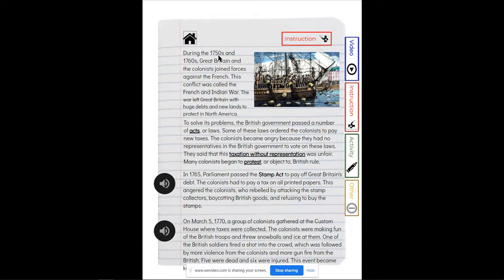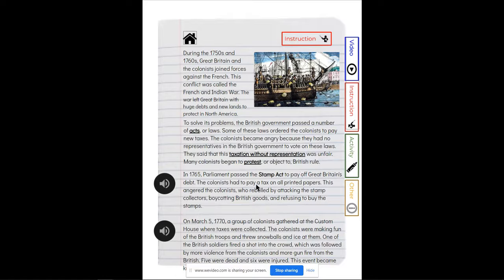So again, during the 1750s and 1760s, Great Britain and the colonists joined forces against the French. This conflict was called the French and Indian War. The war left Great Britain with huge debts and new lands to protect in North America. To solve its problems, the British government passed a number of acts or laws. Some of these laws ordered the colonists to pay new taxes. The colonists became angry because they had no representatives in the British government to vote on these laws. They said that taxation without representation was unfair. Many colonists began to protest or object to British rule.